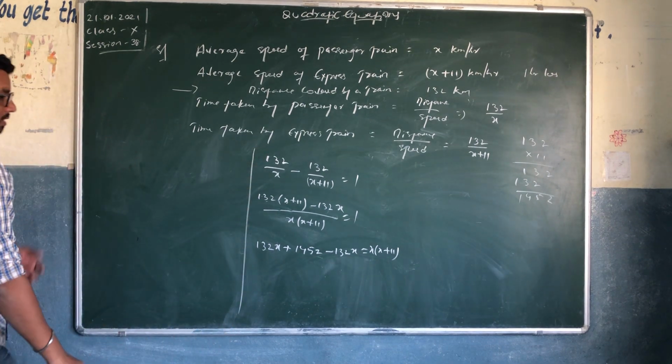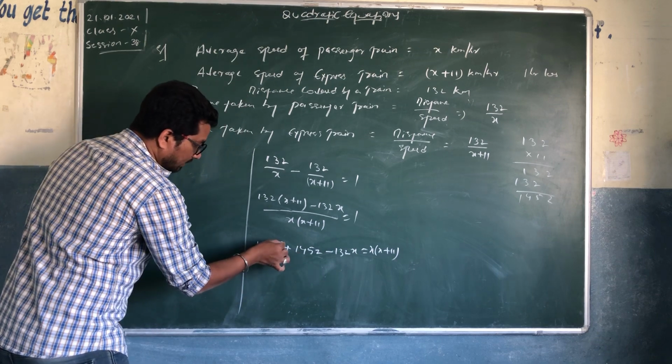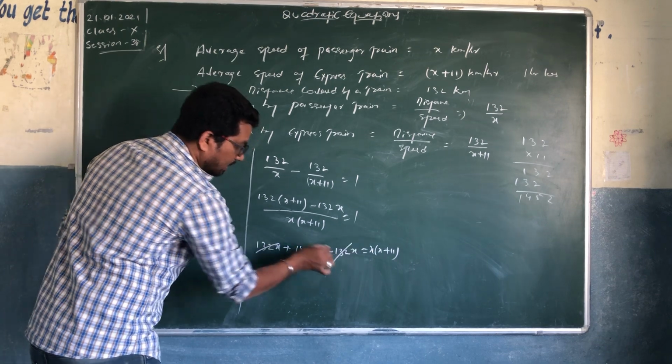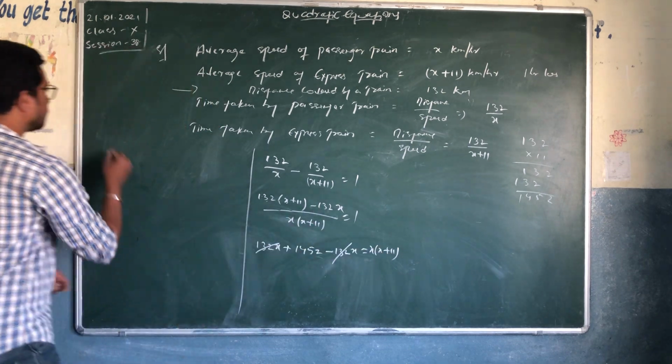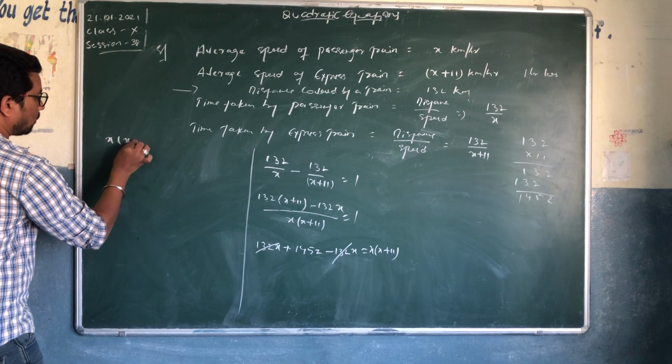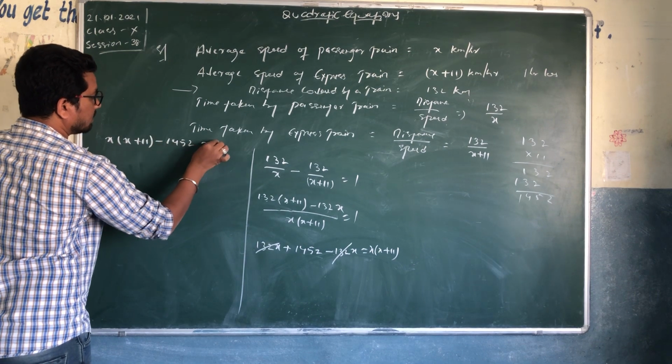Now, taking everything, plus 132x minus 132x cancel. Now I am taking this 1452 to the RHS. What does it become? x into x plus 11 minus 1452 is equal to 0.